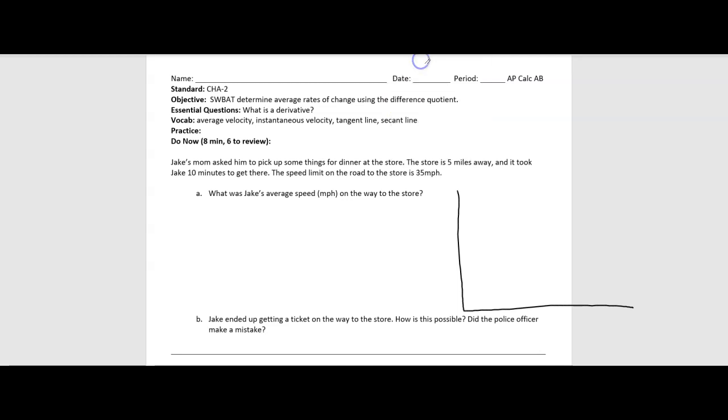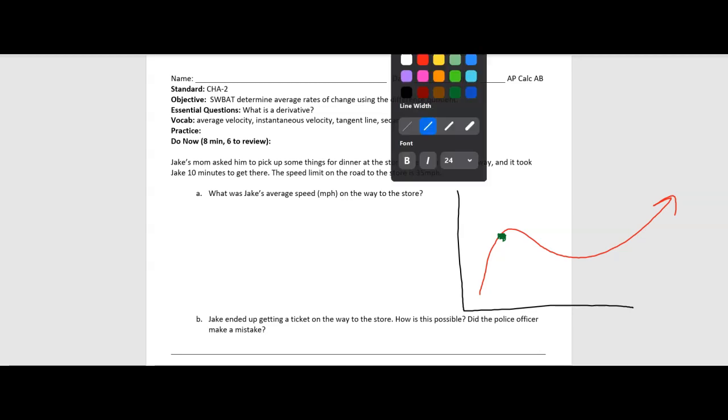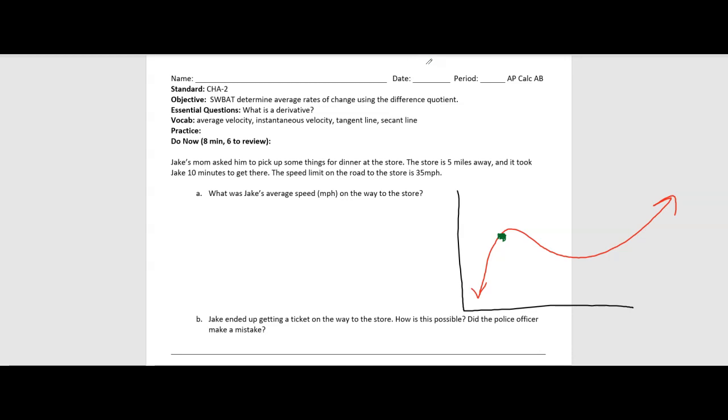Moving forward, I'm going to be able to give you a graph. So let's say I have a graph like this. I'm going to be able to give you a point on the graph, say right here, and you're going to be able to tell me exactly what that slope is at that specific point, right? Now, previously, the only thing that we've been able to do with regards to slope when we have a function that's a curve like this is estimate the slope.